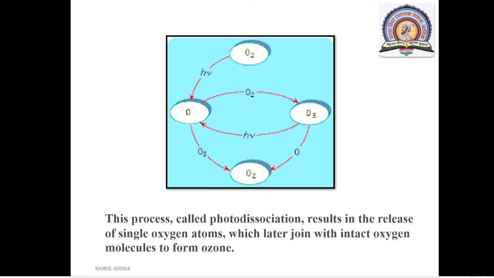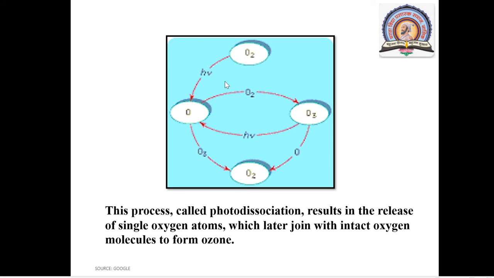So this process is called photodissociation, in which there is dissociation of O2, resulting in the release of a single oxygen atom by absorption of light. It gives single oxygen atoms which later join with intact oxygen molecules to form ozone. This is one of the most important processes of photodissociation, the formation of ozone.